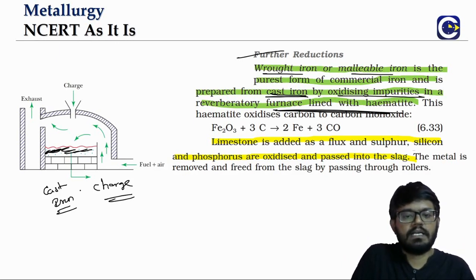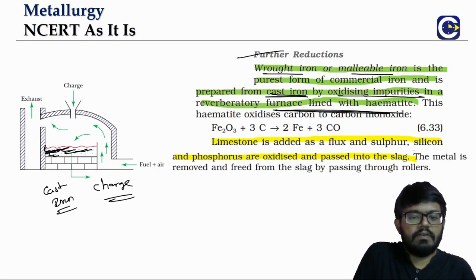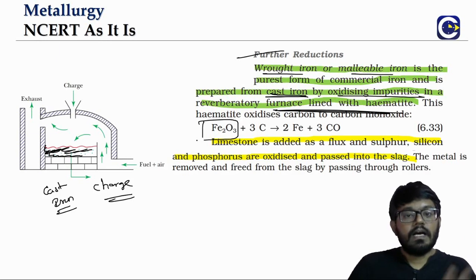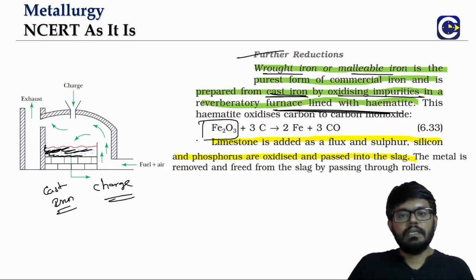What is the charge here? It is the cast iron. The furnace inside will have a lining of hematite. Hematite is what? Fe2O3. In cast iron we have impurities. What are the impurities we have? We have carbon as a major impurity. Along with that we also have sulfur as impurity, silicon as impurity, phosphorus as impurity. All these are impurities.